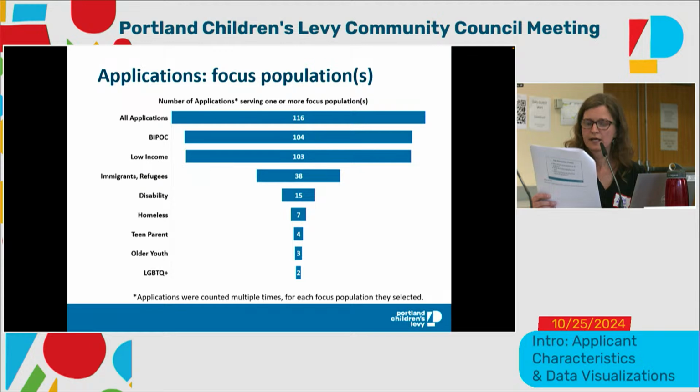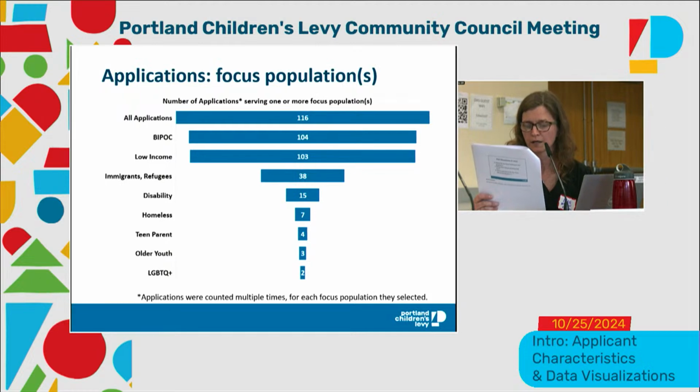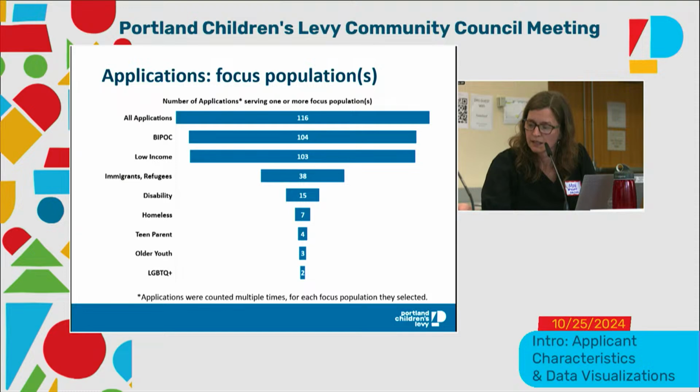As you look at this slide, please keep in mind that some applications proposed to serve multiple focus populations. For example, an application may have proposed to serve children who identify as African immigrants and refugees, and also to serve children who identify as Asian immigrants and refugees. And that applicant may have also indicated that their service population is generally lower income. That one application would have been counted 3 times here because they indicated that they had a focus population that was Black, Indigenous, and people of color. They indicated they had a focus population that was low income, and they indicated that they had a focus population that was immigrant and refugee.